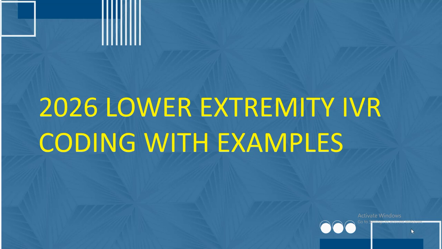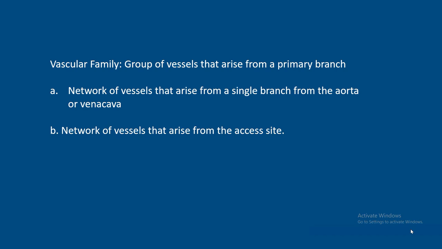So today's topic is 2026 lower extremity IVR coding with examples. Before going to the practical, we need to understand a few theory points related to vascular family as well as vascular territory. So what is a vascular family? A group of vessels that arise from a primary branch. Indirectly, a network of vessels that arise from the aorta or vena cava, and also a network of vessels that arise from the access site. If you know IVR coding, from the aorta we have 3 vascular families.